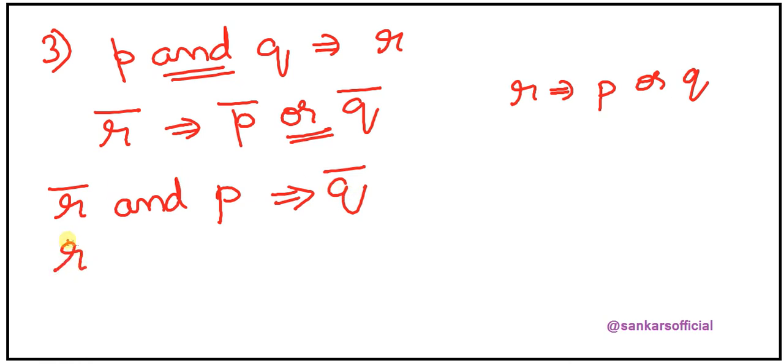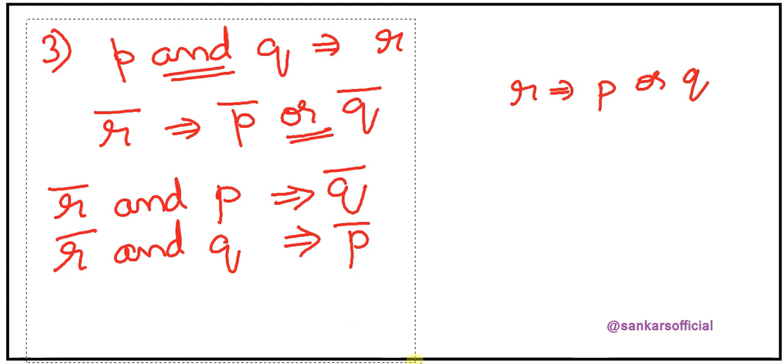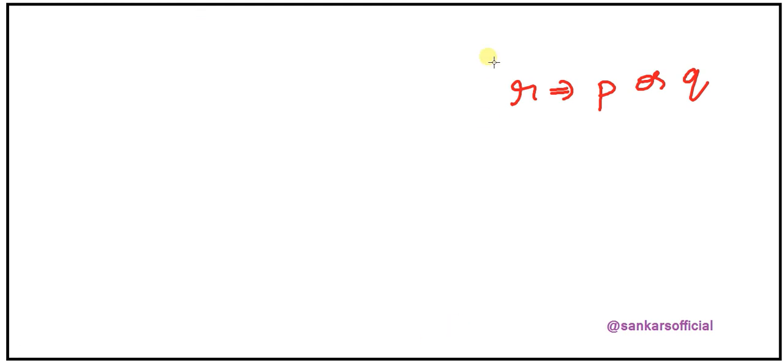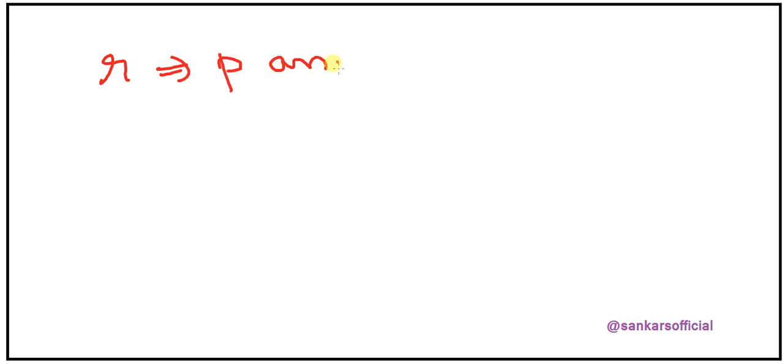Likewise, I can go ahead with one more possibility. R is not there and Q is there, which definitely implies P is not there. So this is the third condition I wanted to present. Now we have one more condition, that is R is there implies P is there and Q is there. This is the fourth condition I am presenting.